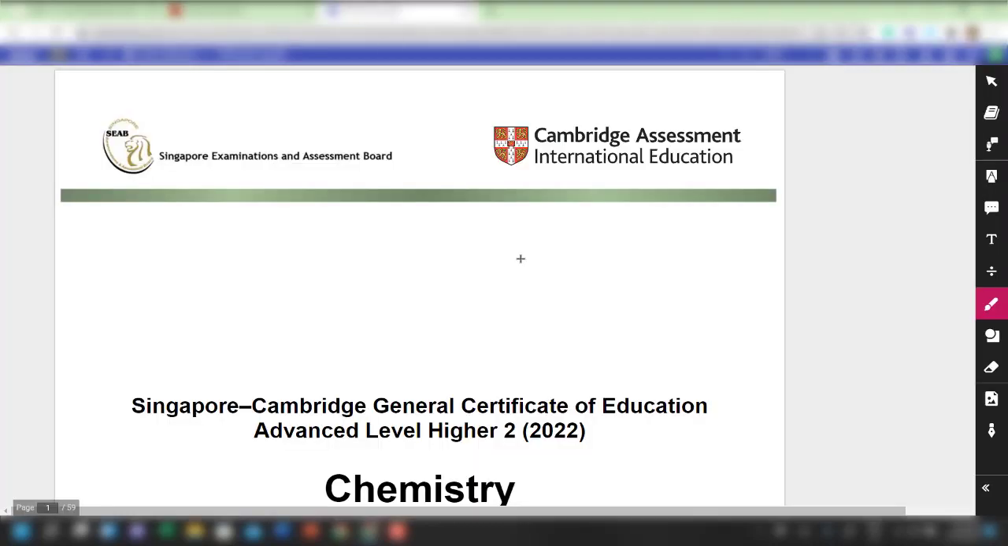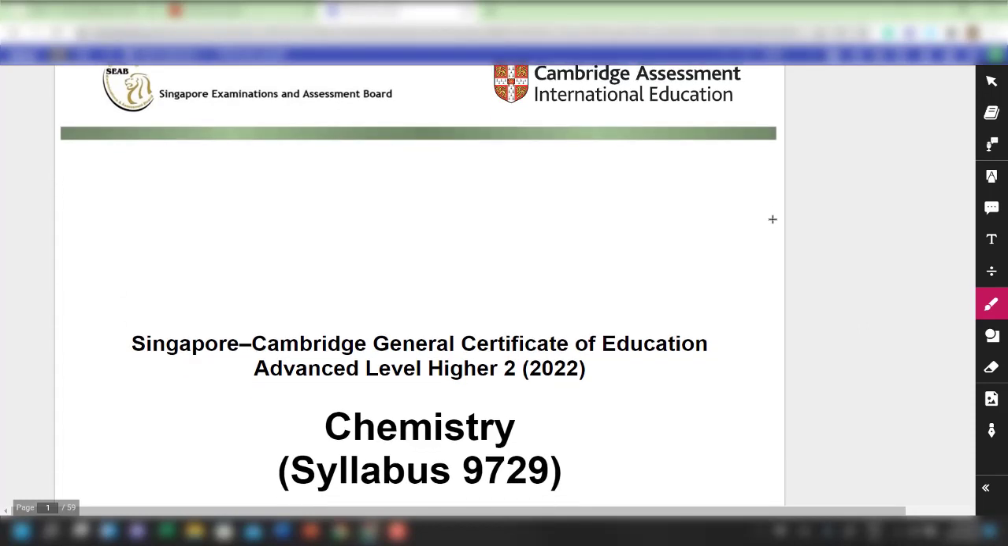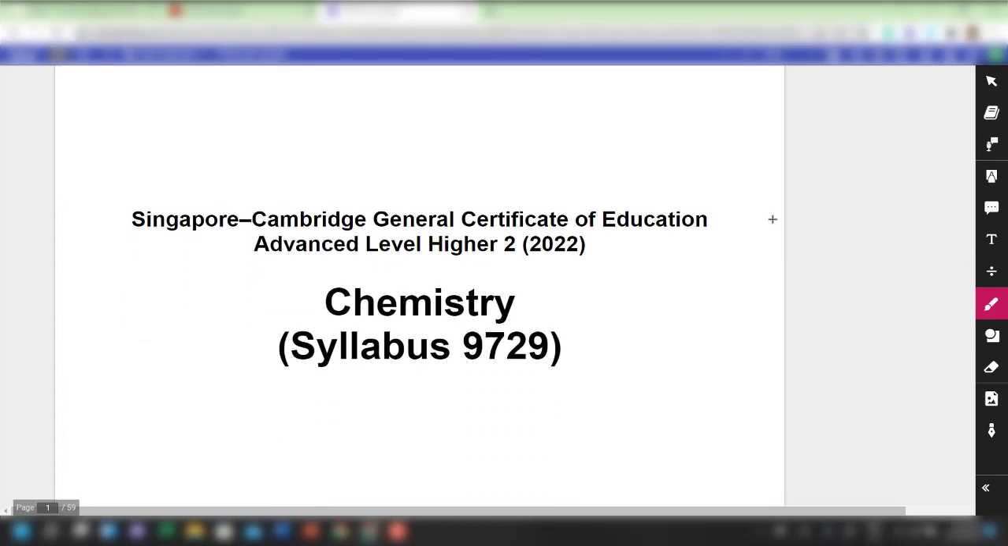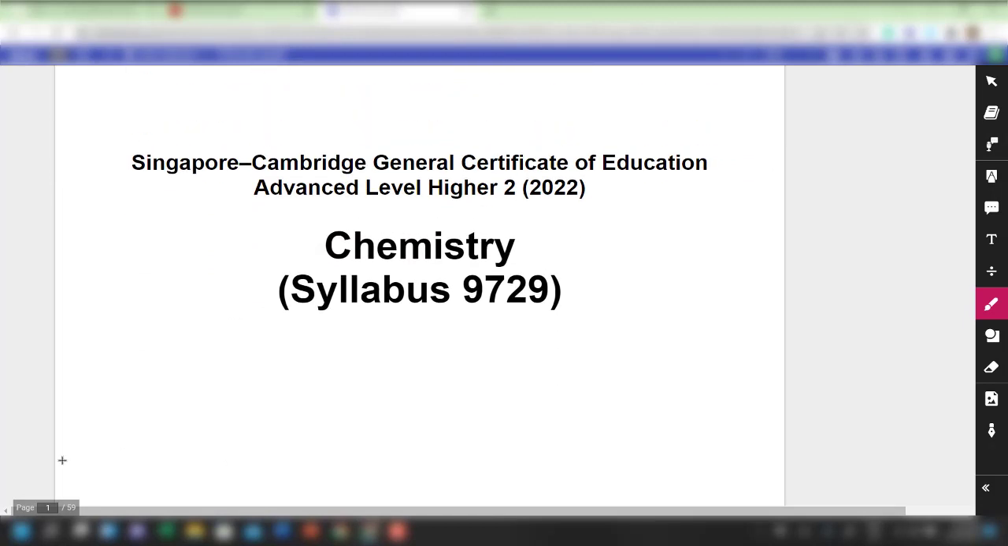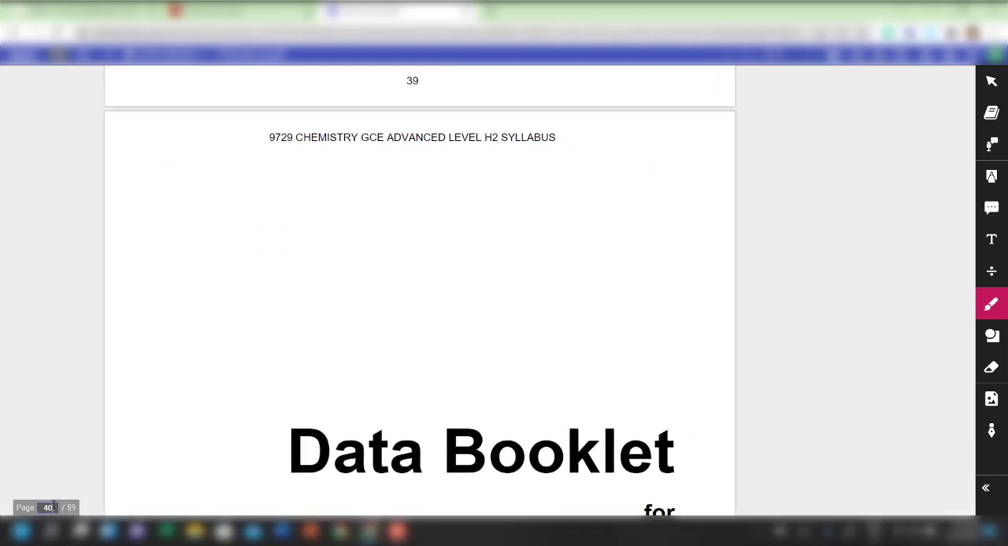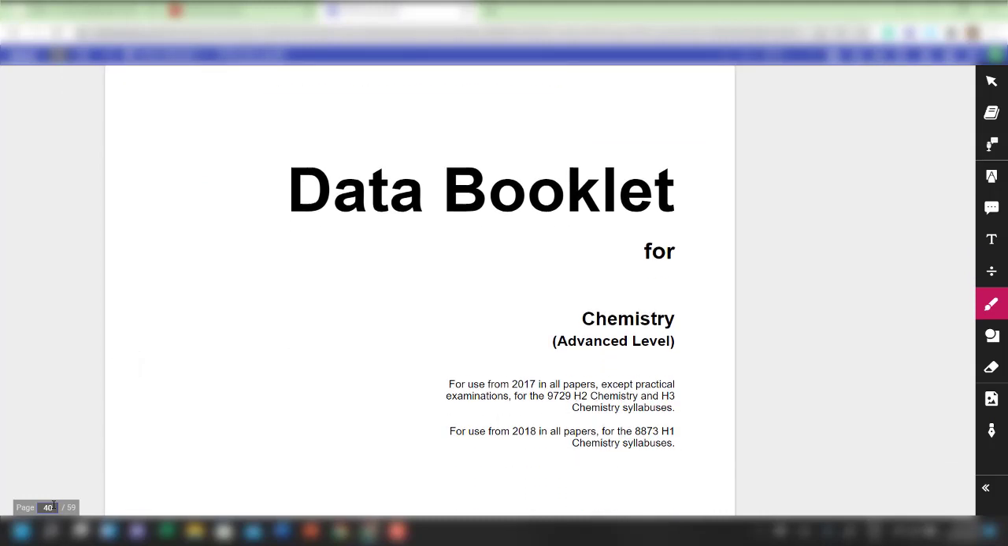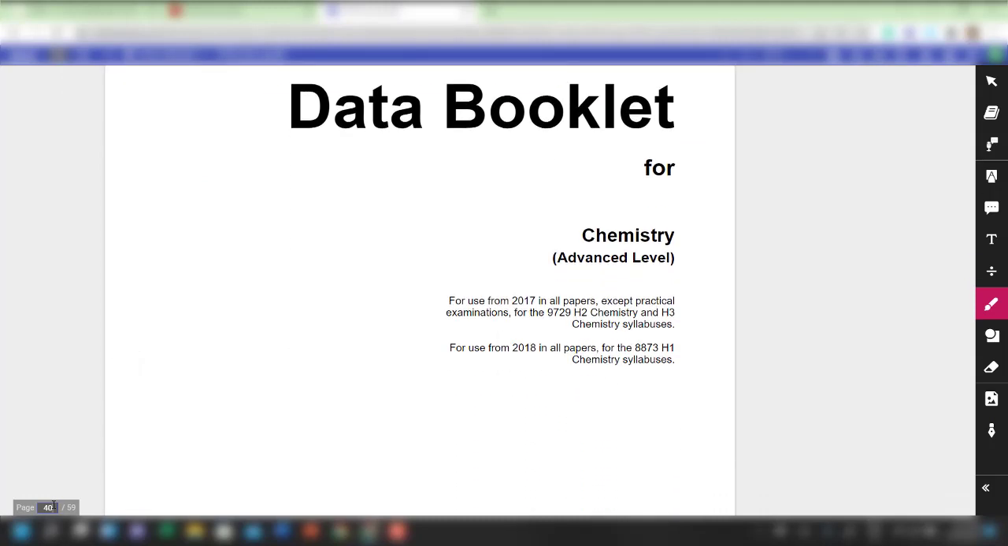Then I will just go straight to the data booklet. So this is what you're going to get. This is not the actual data booklet. This is what we call the syllabus document together with the data booklet. The data booklet is actually found right at the end. So let me just bring you there. Over here you can see the data booklet for chemistry, advanced syllabus.